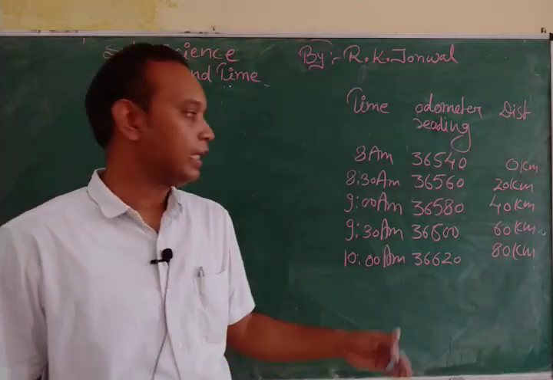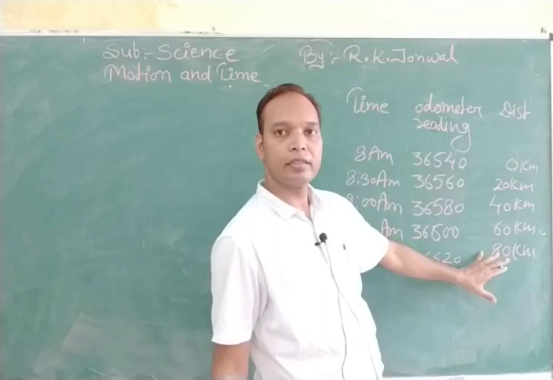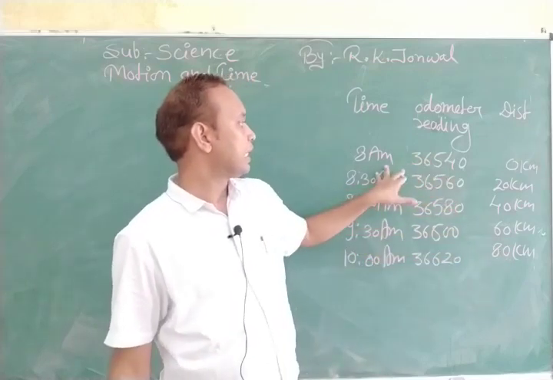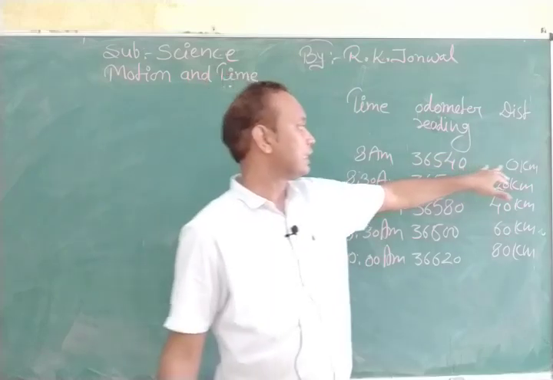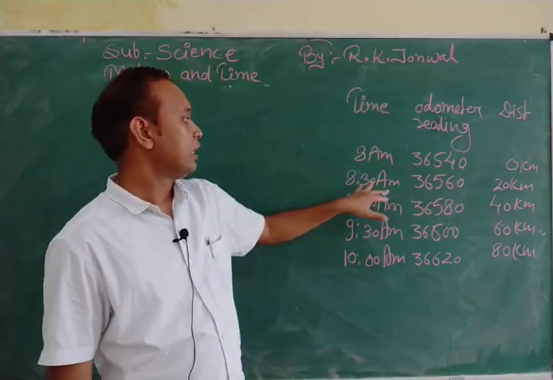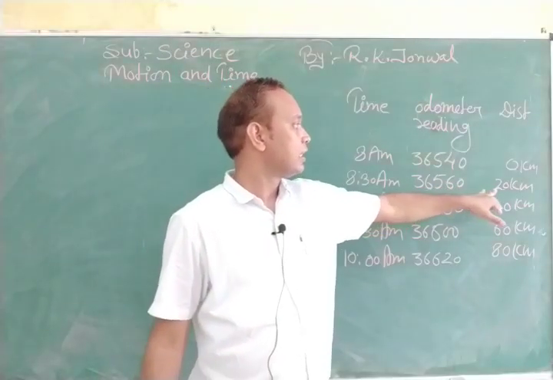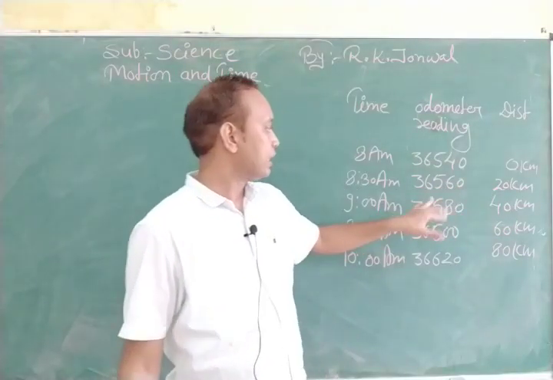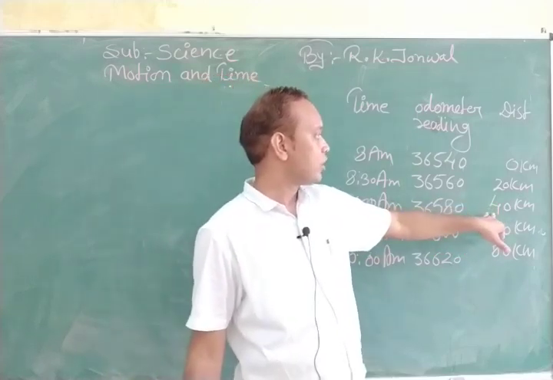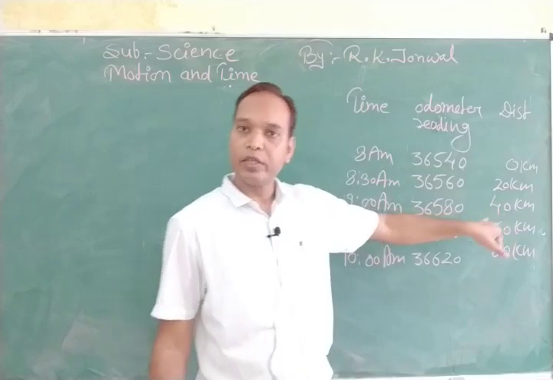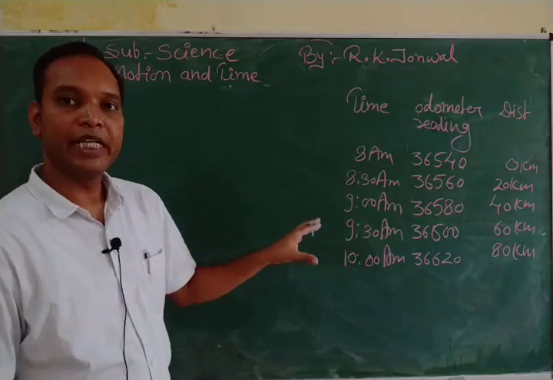So with the help of this odometer reading we can also find out the distance covered by the object. You can see here at 8 am the odometer reading is 540, distance is 0, we started here. After half an hour the reading was 560, distance 20 kilometer. Then in the next half an hour the reading is 580, that means distance covered by that object is 40 kilometer. Like that we can find out the distance covered by that particular vehicle.